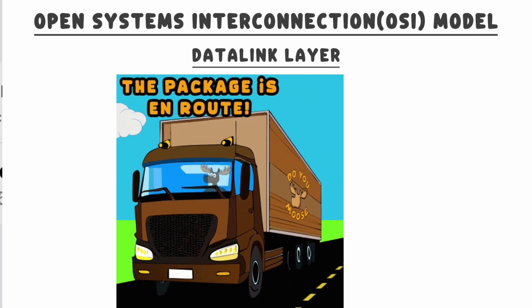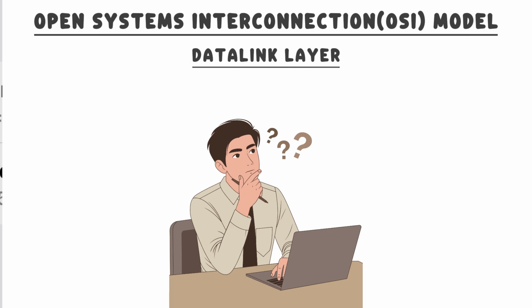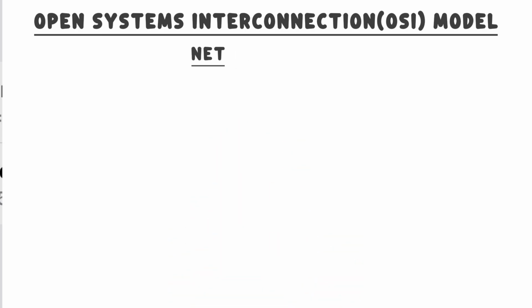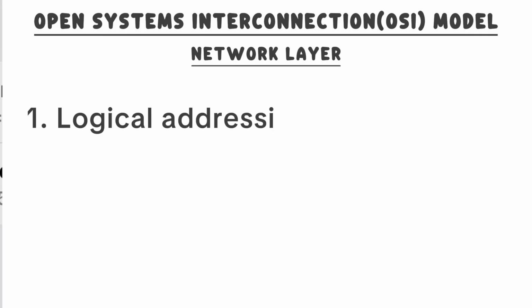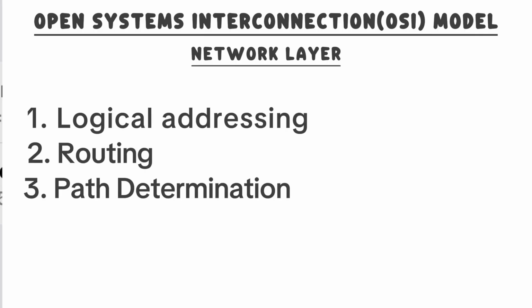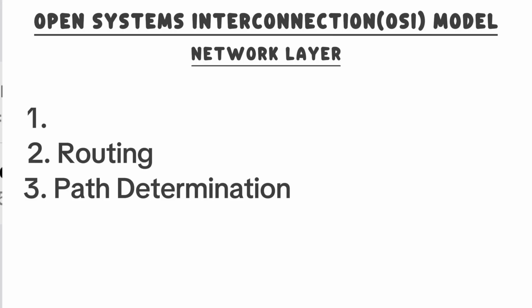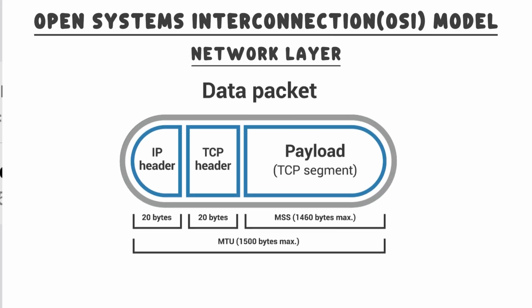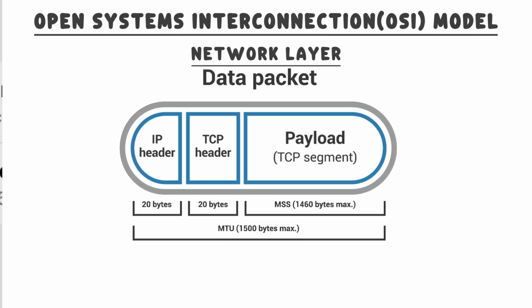So, in the case of networking, what if we want to send data across to another network? That is when the network layer comes in. This layer is responsible for logical addressing, routing, and the best path determination for the data packets across multiple networks. A data packet is what we call the data in this layer of the model.